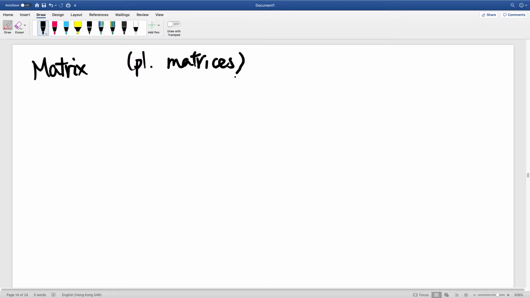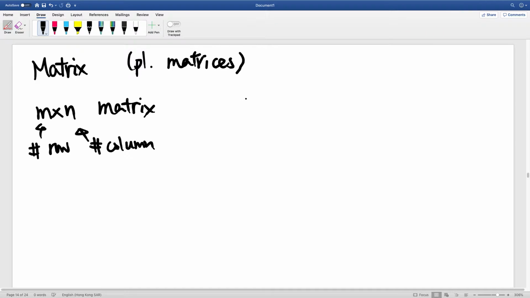Now, for an m times n matrix, m is the number of rows, n is the number of columns. Oh, sorry, I mixed them up. Oh, no, it's correct. Do you know what is meant by row? Column is vertical. Row is horizontal. So that means there are m rows and n columns, okay?